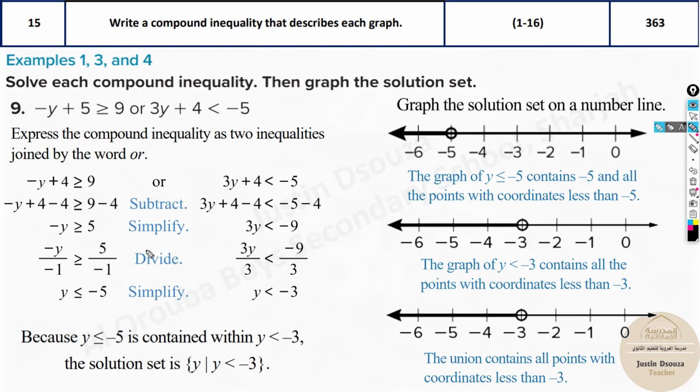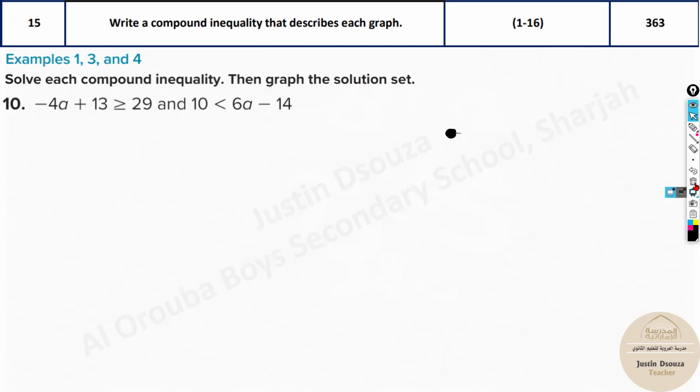And I found there is one error. Y is less than or equal to minus 5. This is supposed to be a point here, okay? This is a point. Please note that. Now this is the complete solution. Here, when you tell less than minus 3, this also is included directly. Now then we will move over here.